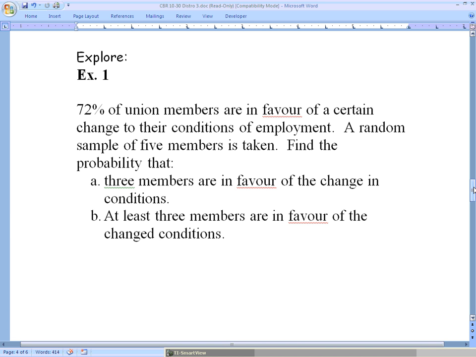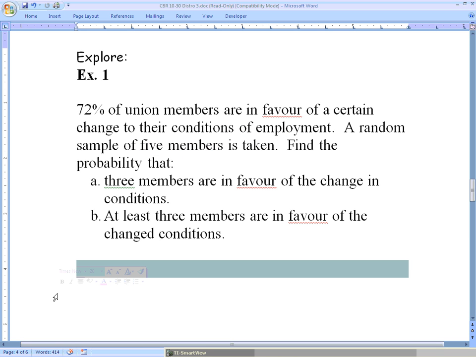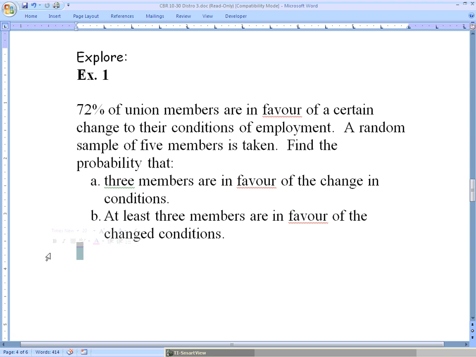So first and foremost, how do we know this is a binomial distribution? Well, you've got two options. You're either in favor of the change or you're not in favor of the change. So success or failure is right there. We are sampling 5 members. We don't know how many members are actually in the union, but we are sampling 5 of them. And so that becomes our number of trials, our n.